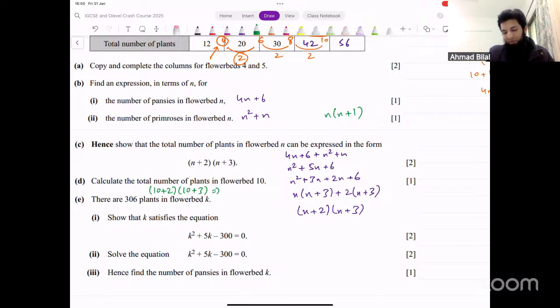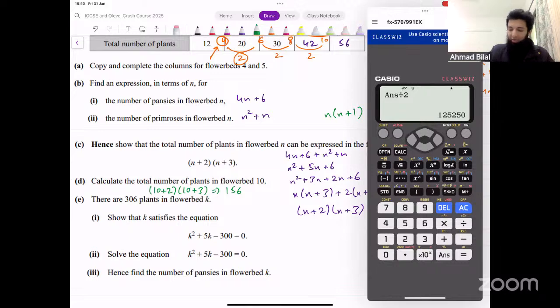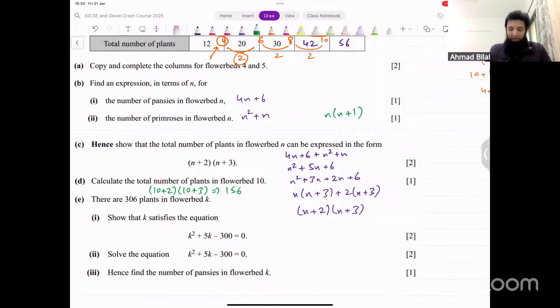144 plus 12, that should be 156. Okay, you can confirm this. It's from the calculator paper. So that's 12 times 13. That is 156. That's the result that we get. Okay, now it says show that K satisfies, no, there are 306 plants in flower bed K. Show that K satisfies this equation.